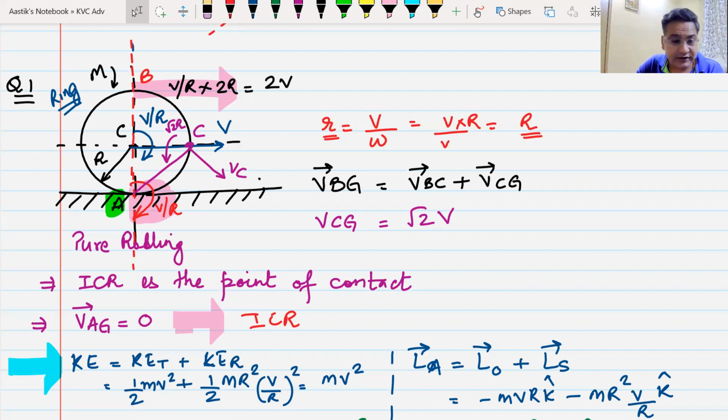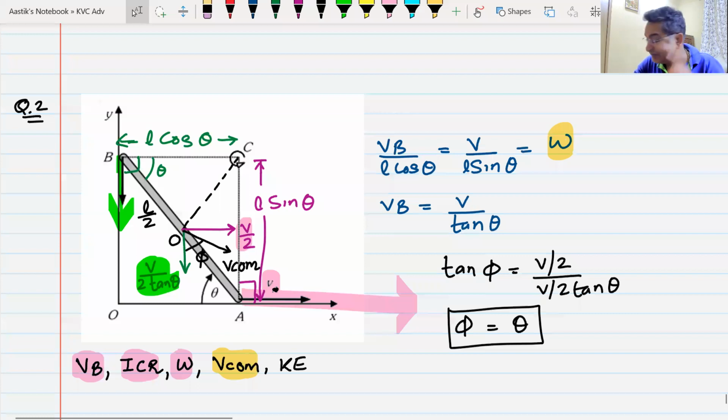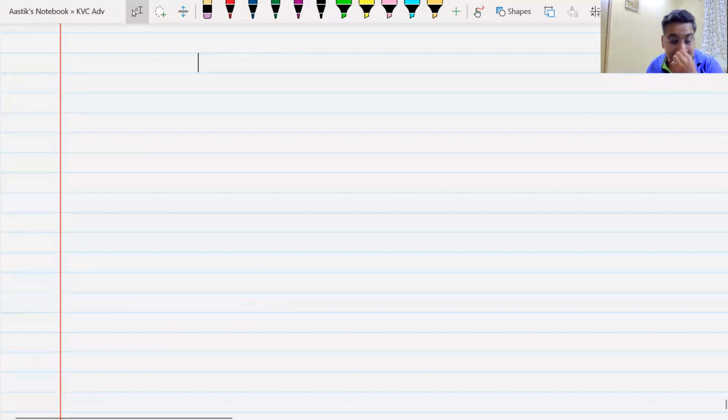Then we had also seen how we can find out the instantaneous center of rotation if the velocities of any 2 points are known which are intersecting, and we had done some really good problems based on this. Remember these problems because any one of these problems may appear in your examination hall. You can just continue on with this discussion and we can move on to the third case.